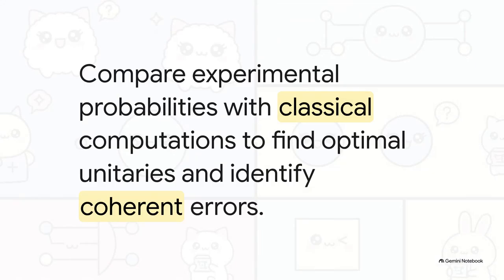But then, how do they even know if it actually worked? Well, they use a technique called cross-entropy benchmarking. Basically, they pit the quantum processor directly against a classical supercomputer. They run a sequence of gates on the quantum chip to get their experimental probabilities, and then they crunch the expected theoretical outcomes on the classical machine. By comparing the two, they can zero right in on the fidelity of these newly minted quantum gates and pinpoint exactly where any coherent errors are trying to sneak in.